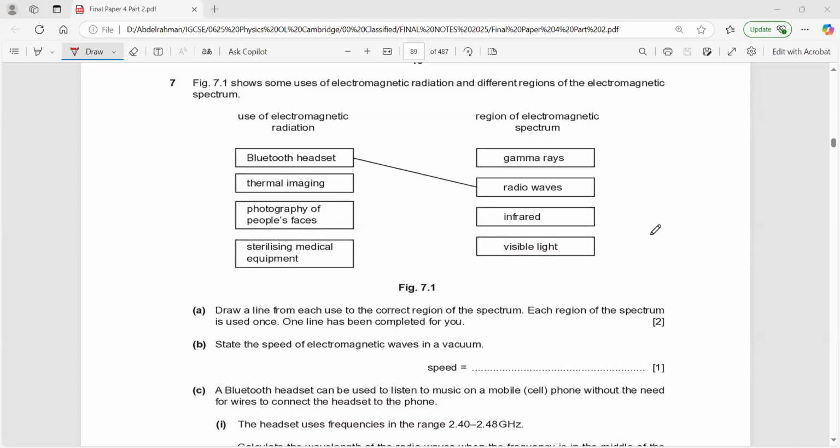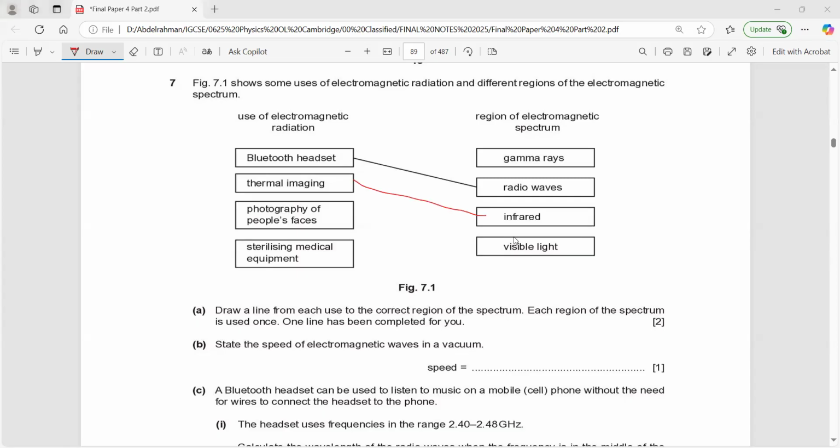Okay, page 87. A Bluetooth headset uses what type of electromagnetic waves? It uses radio waves. What about thermal imaging? It uses infrared.